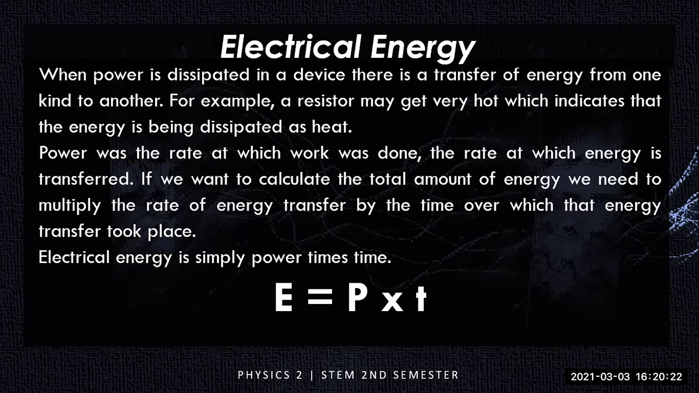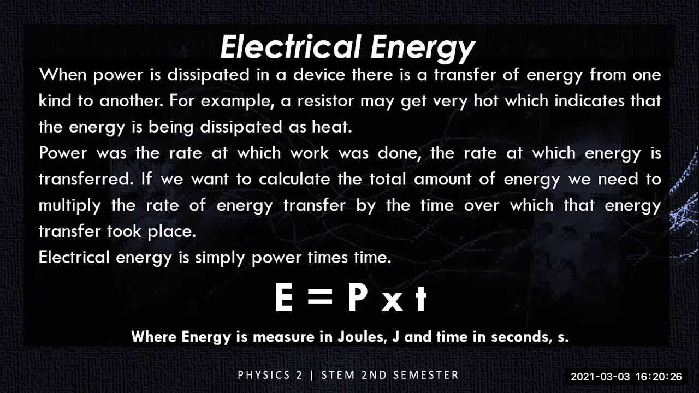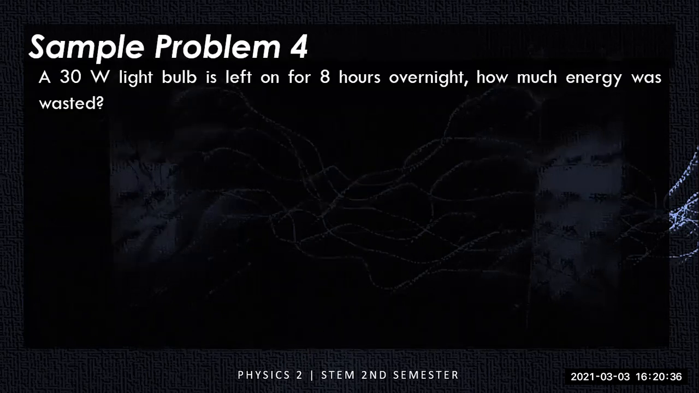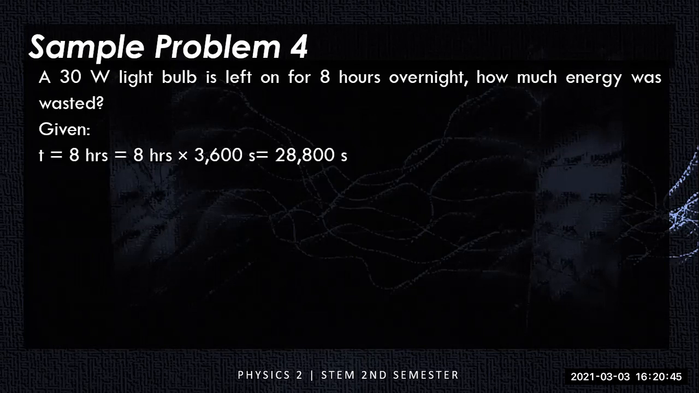So P times T. What is the unit for energy? We measure energy in joules, or capital J, power still in watts, and time in seconds. Let's have a sample problem. A 30 watt light bulb is left on for 8 hours overnight. How much energy was wasted? Let's have the given. For the time, we have 8 hours, so we convert 8 hours to seconds, which is 8 multiplied by 3,600, equals 28,800 seconds.